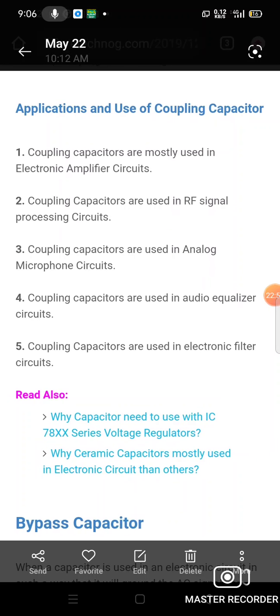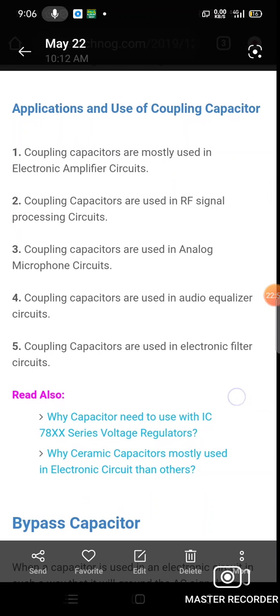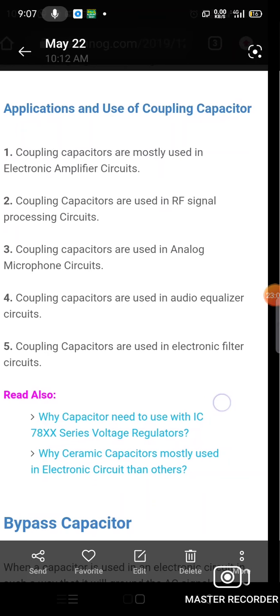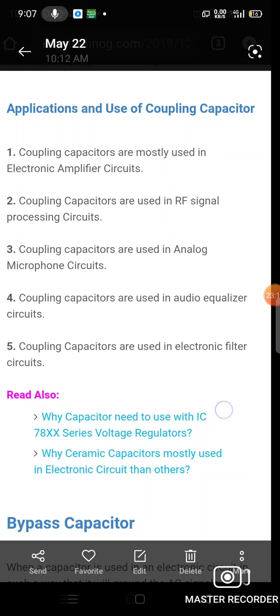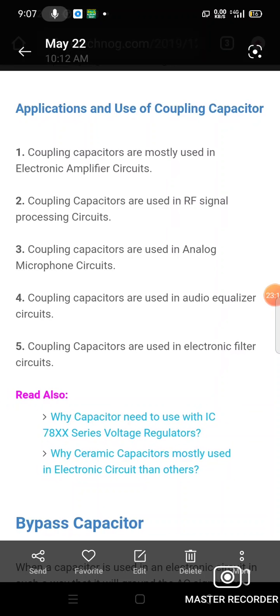One more application, second point: coupling capacitors are used in RF signal processing circuits, radio frequencies. Radio frequencies and audio frequencies, all these applications use the coupling capacitor in the amplifier circuit. Third point: coupling capacitors are used in analog microphone circuits. Fourth point: coupling capacitors are used in audio equalizer circuits.